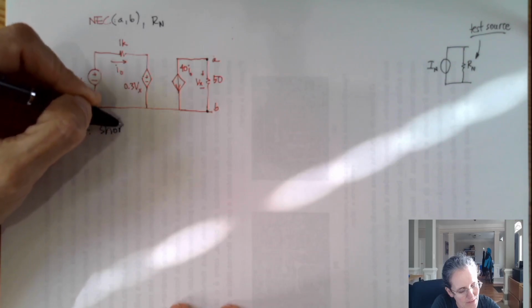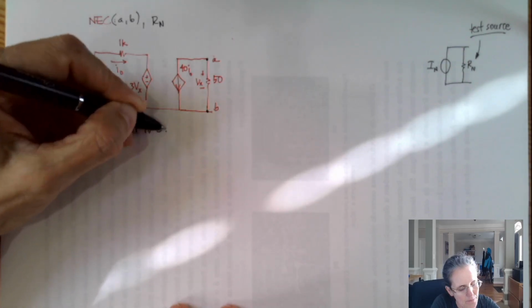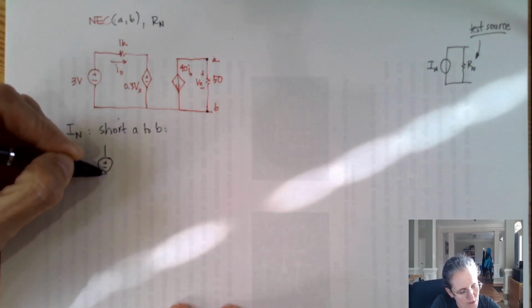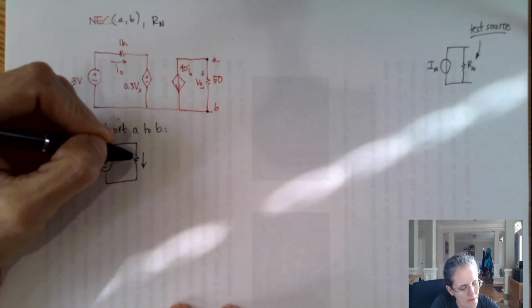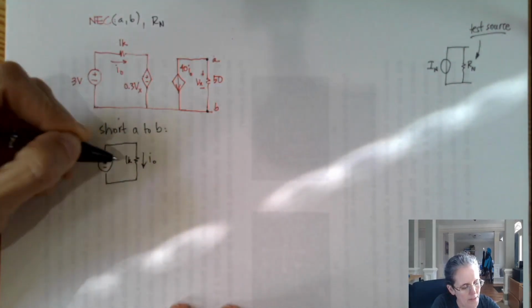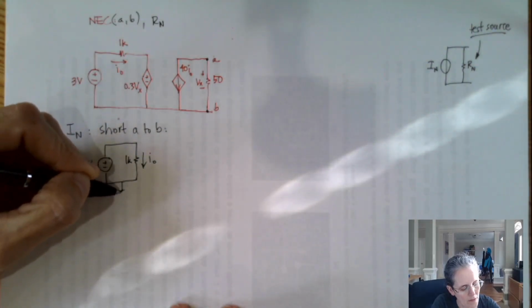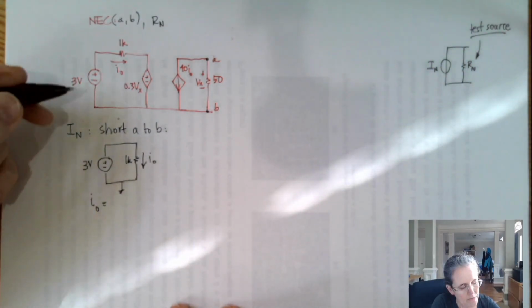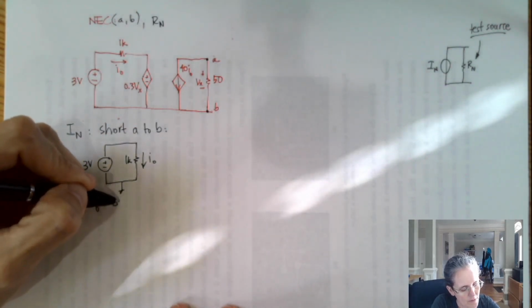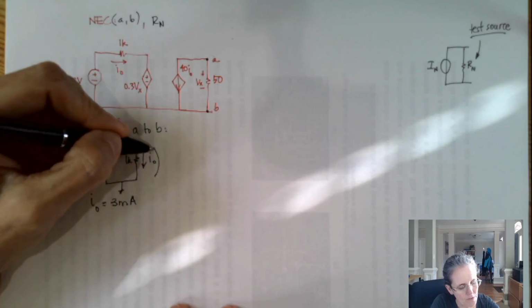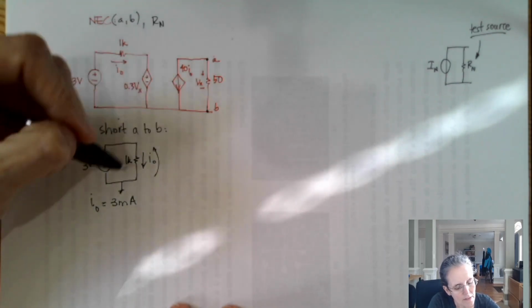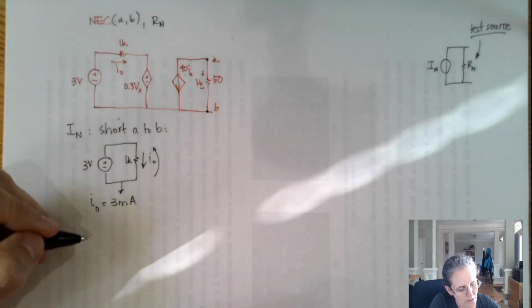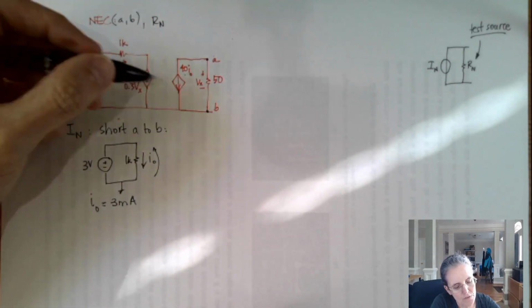Short A to B, which gives me this circuit here. Look. I0, 1K, 3 volts. So I0 is 3 milliamps. Just like this, right? So this is 3 volts. The current is in the correct direction. And this I0 is going to be multiplied by 40 on the other side of the circuit. So you see these are two independent meshes, which makes this really easy to solve.